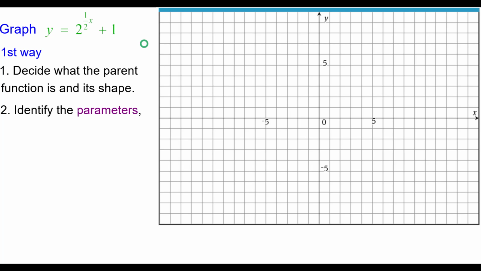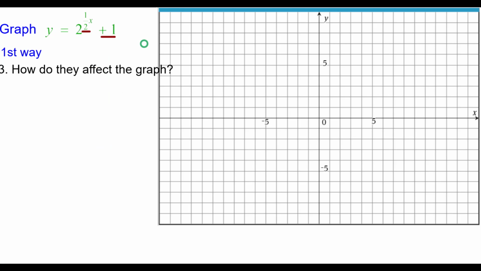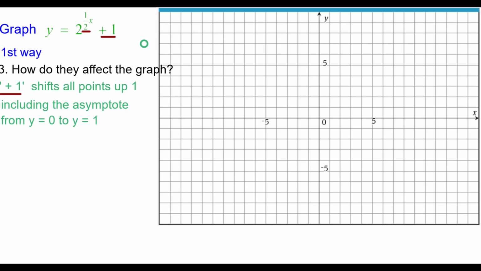We need to identify the parameters. These are values in the expression that affect the graph. And in this case, there are 2 different parameters. How do they affect the graph? Well, the plus 1 shifts all points up 1, including the asymptote, which means it's going from the line y equals 0 to the line y equals 1.